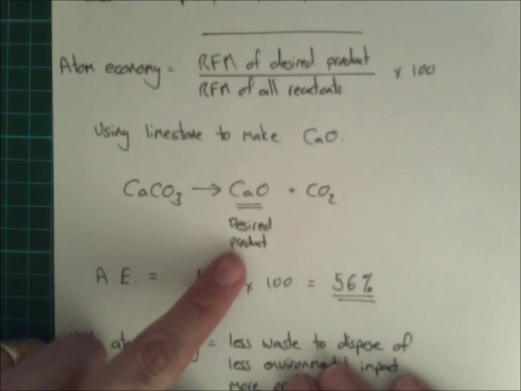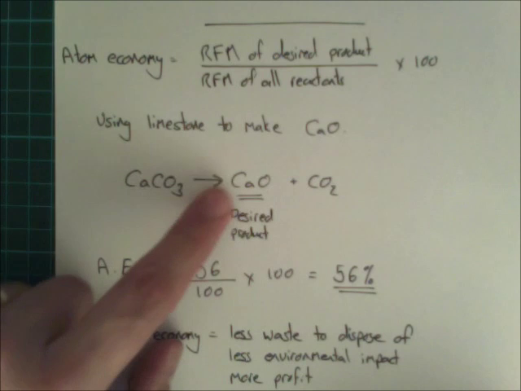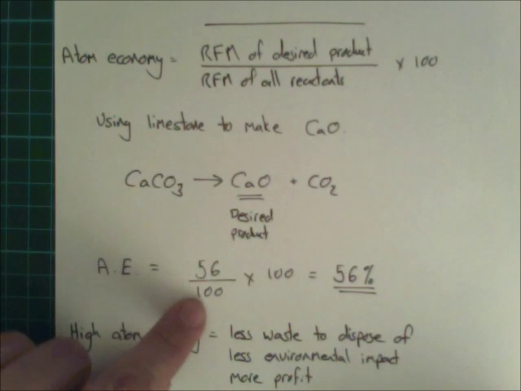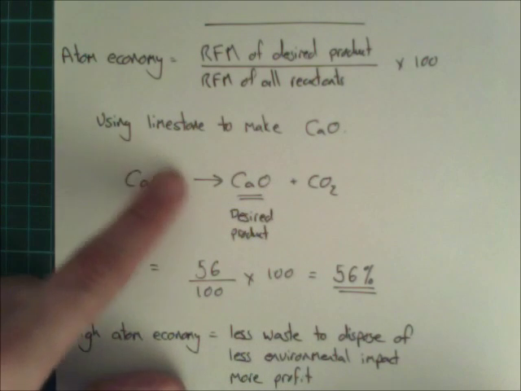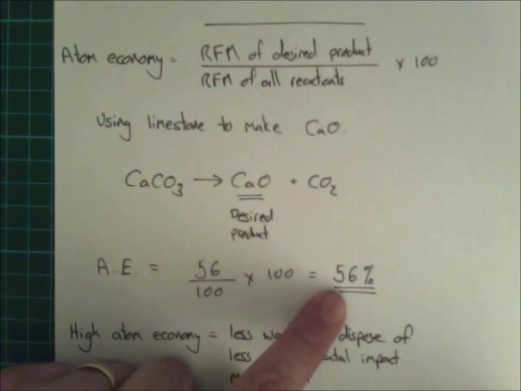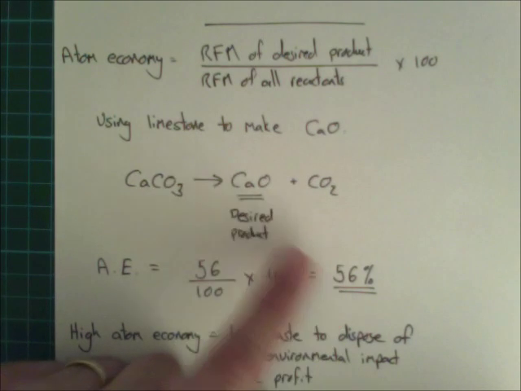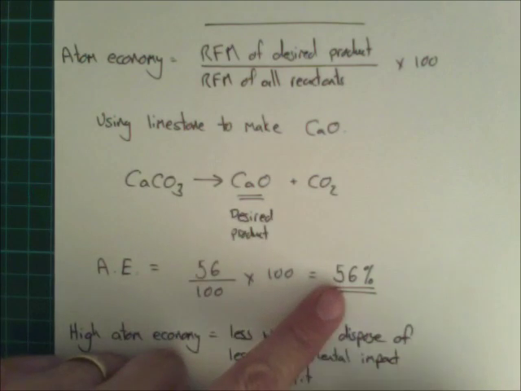So the atom economy for this reaction is 56, which is the relative formula mass of calcium oxide, divided by 100, which is the relative formula mass of all of our reactants added together. There's only one compound, but it's the whole relative formula mass, multiplied by 100 makes it 56%. So the atom economy of making quicklime from calcium carbonate is only 56%.